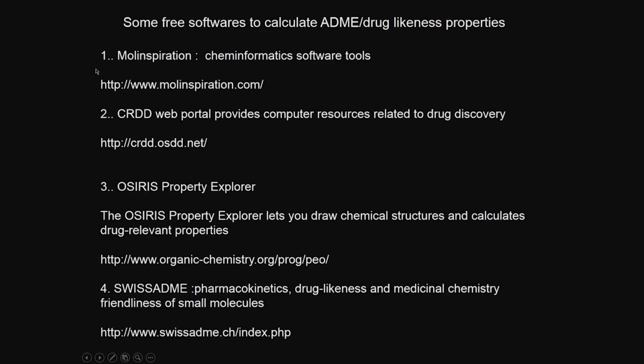Okay. There are a lot of free softwares. One is called Mol Inspiration, then the CRDD web portal, that is computer resource related to drug discovery, Osiris Property Explorer, Swiss ADME. All these softwares can try to predict many of these properties like solubility, metabolism, and the various ADME properties, stability, and so on.